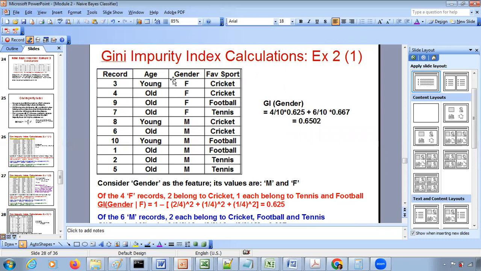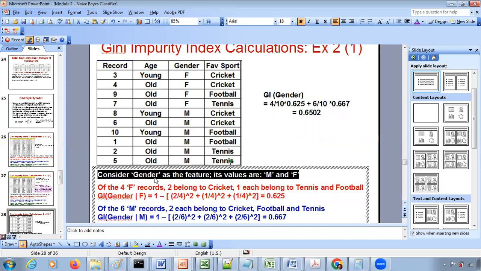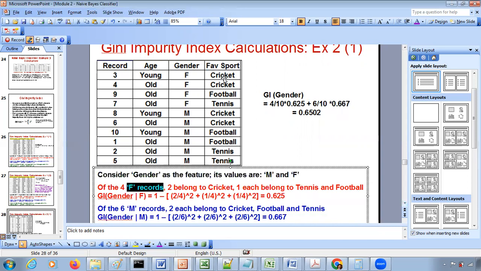So if you try to decide between these 2 features which is less impure, let's do one for each feature. Let's start with gender. Its 2 values are male and female. Out of the 4 female records, we have 2 belonging to class cricket, 1 each to the class tennis and football. So the Gini impurity index for gender with female as the feature value is 1 minus 2 over 4 for cricket, fraction squared, plus 1 over 4 for tennis squared, plus 1 over 4 for football squared. And if you do the math, you get 0.625 as the Gini impurity index.